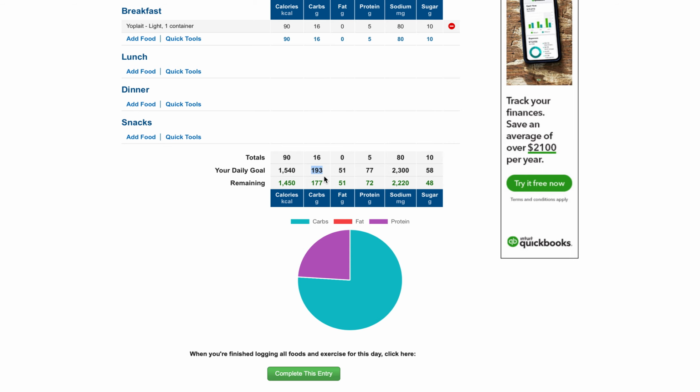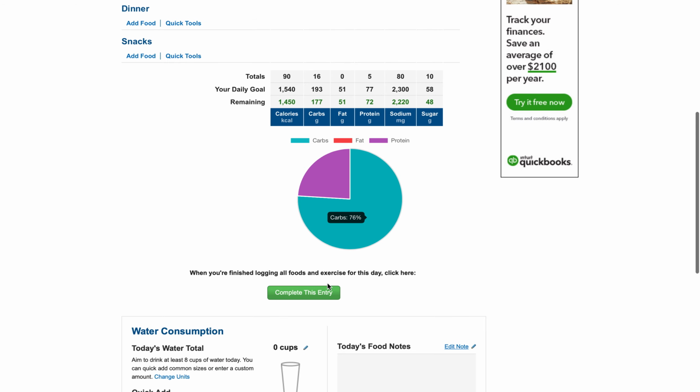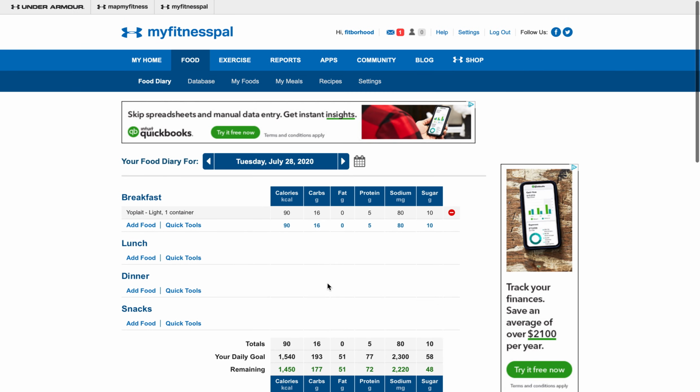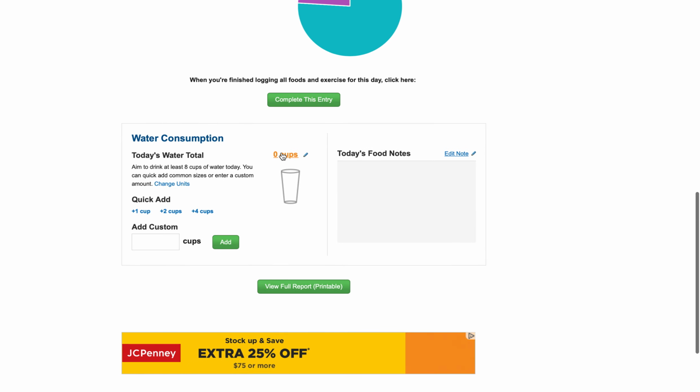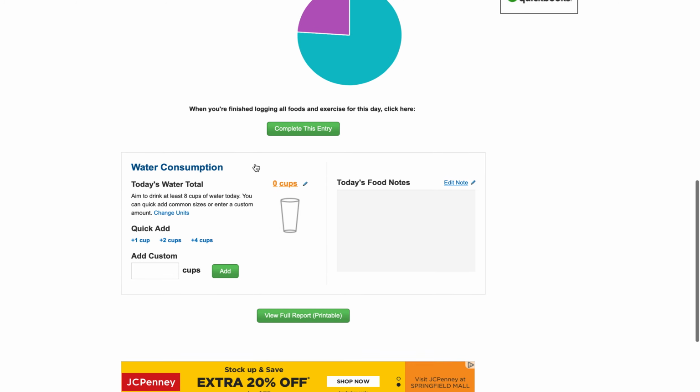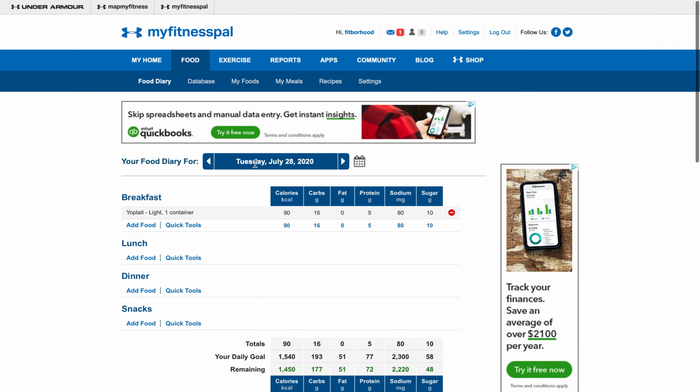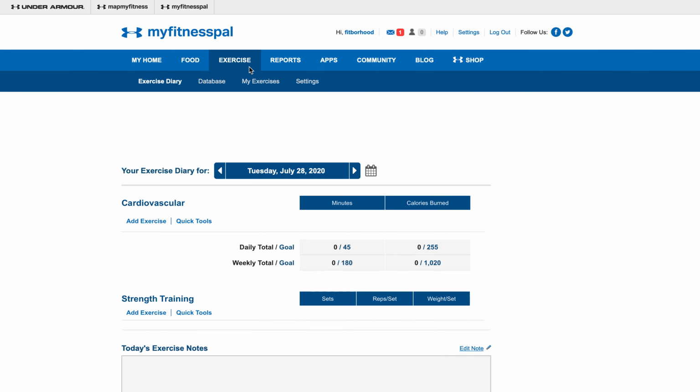So after having that yogurt, I need to eat 177 more grams, 51 more grams of fat, 72 more grams of protein, etc. And that's really the nitty-gritty basics of MyFitnessPal for the extent that I would want my clients to use it. There are a lot more functions and features. You can track how much water you're drinking if you have a struggle trying to drink enough in a day.